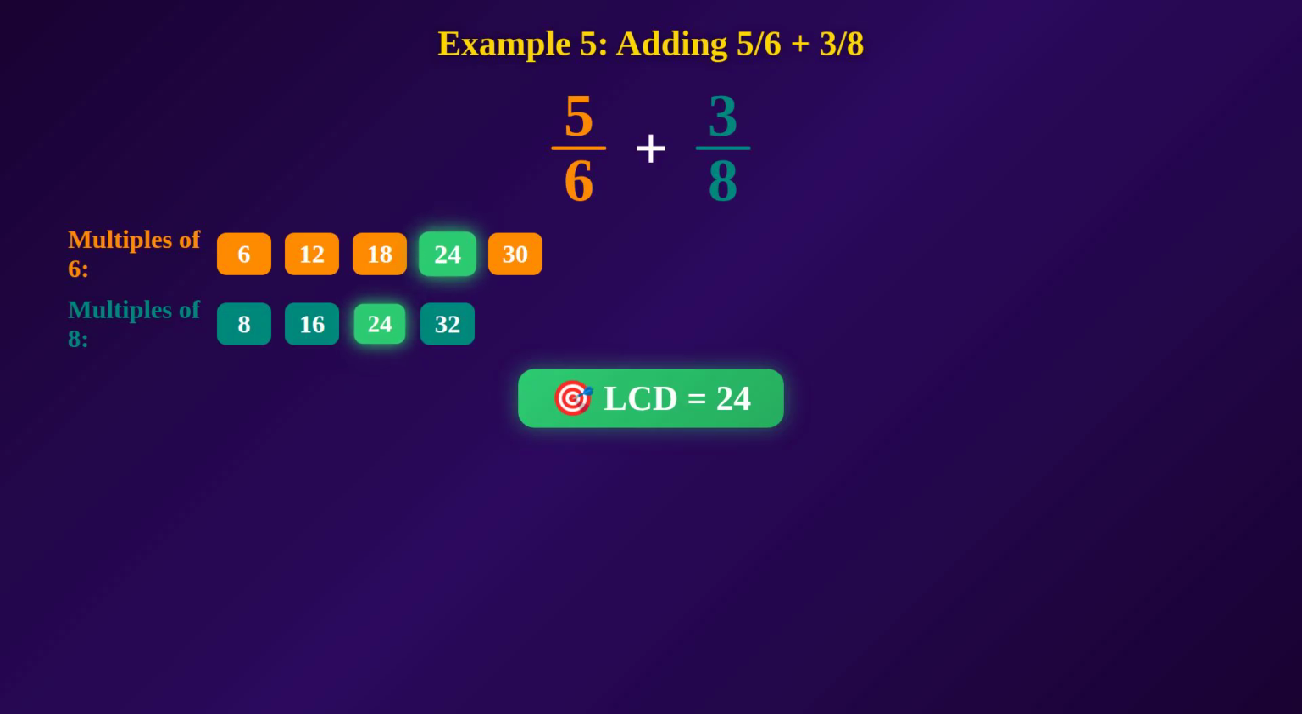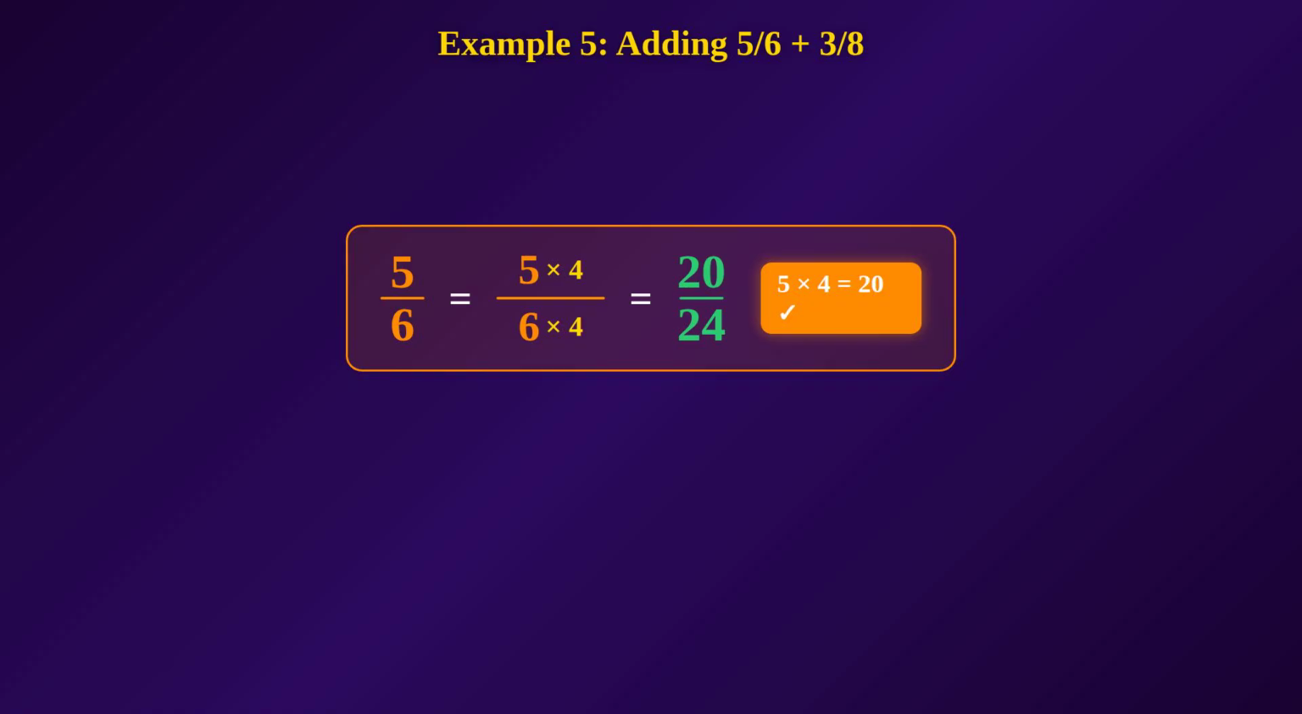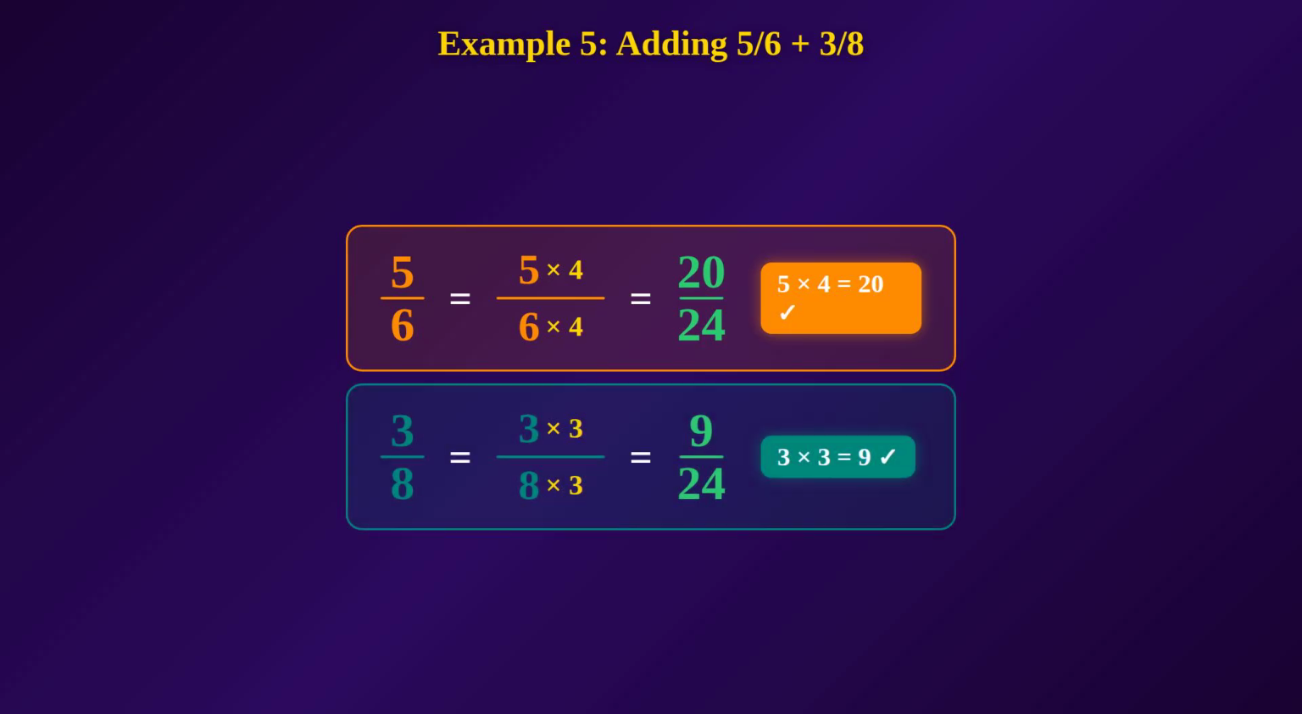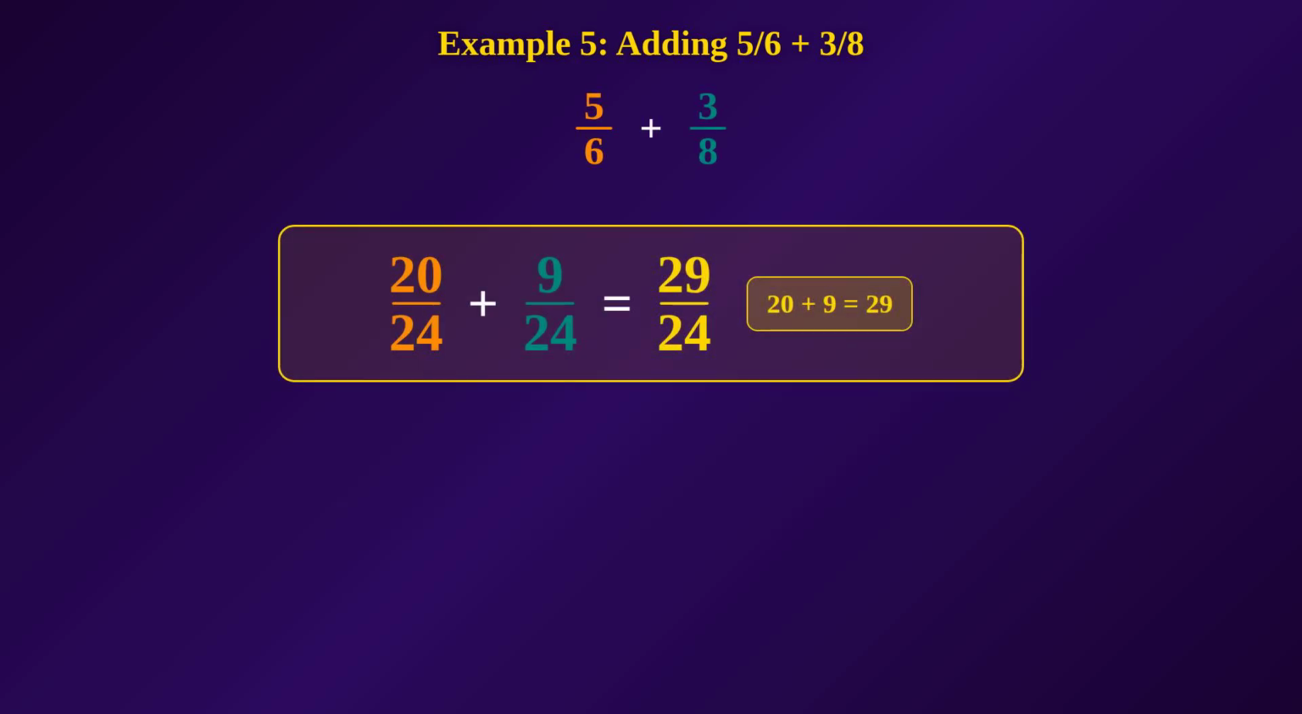5/6 plus 3/8. List multiples of 6: 6, 12, 18, 24, 30. List multiples of 8: 8, 16, 24, 32. The first number in both lists is 24, so our LCD is 24. Convert 5/6. 6 times 4 equals 24, so multiply the top by 4. 5 times 4 is 20.